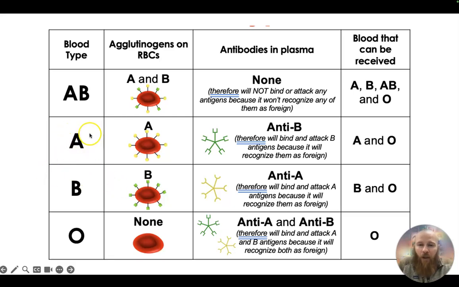If you have type A blood, the only two that you're able to receive are the ones that are familiar, which is other A's, or O blood, because again, they don't have any antigens that would be recognized as foreign. For B type blood, you'd have B antigens. You can receive other B blood, or again, type O. And if you're O type blood, the only thing that you're not going to recognize as foreign is other O type blood.